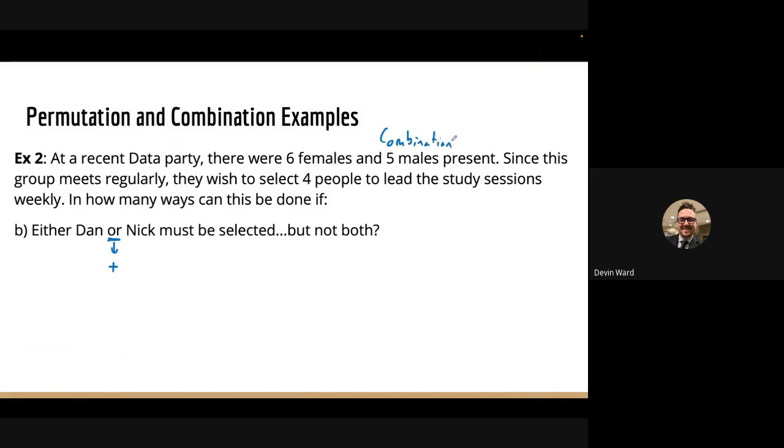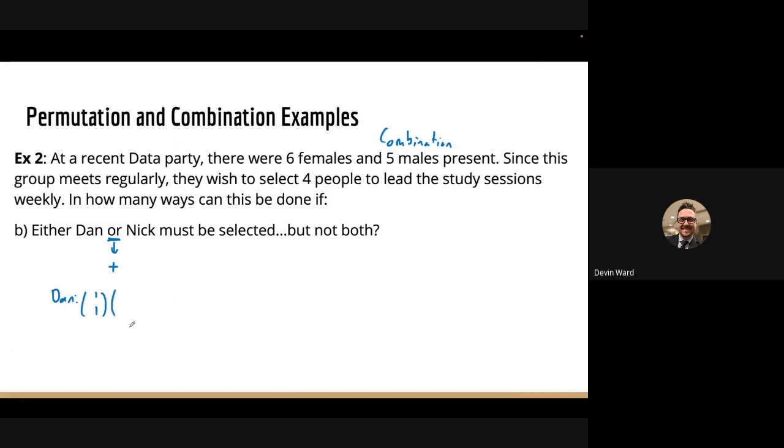Okay, so either Dan or Nick must be selected, but not both. So we have to have one or the other, but we can't have both of them together. Okay, so we're still doing combination because there's still no specific roles. But what we want to do is look and see when Dan gets selected. So if Dan is picked, that means we have 1 choose 1, because we know that Dan has to be there. So there's one Dan, and he gets picked for sure.